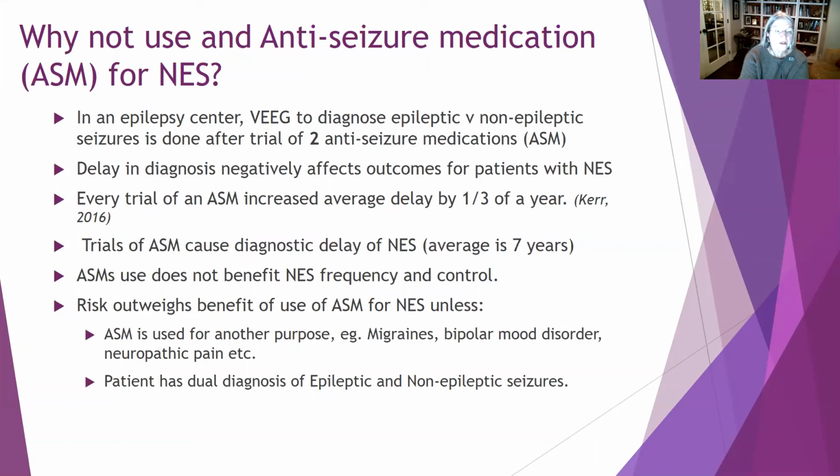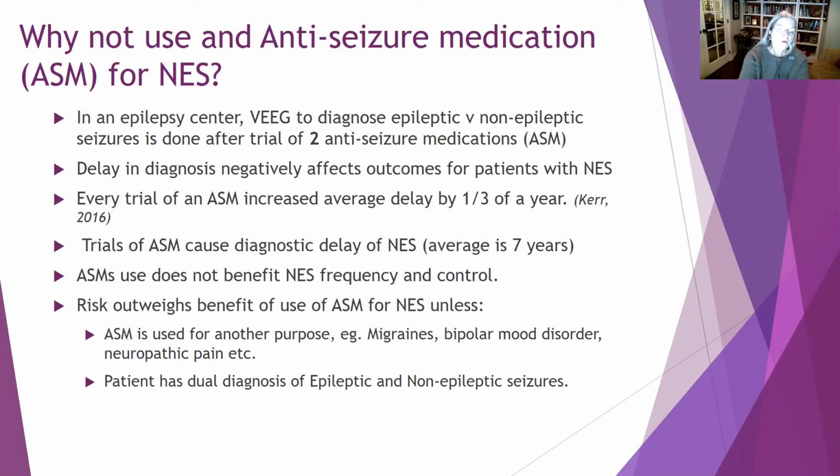And so this is really an issue, to not get stuck using seizure medicines. Trials of seizure medicines cause the diagnostic delay, and the average for diagnosis is about 7 years. That's a long time to wait having the wrong diagnosis. And seizure medicine use does not benefit NES frequency and control. And I think that's the real key point that answers this registrant's question. It does not show benefit. And I know that people will always say, oh yes, the doctor put me on gabapentin, or the doctor put me on Lamictal, or whichever medicine, and I got better.